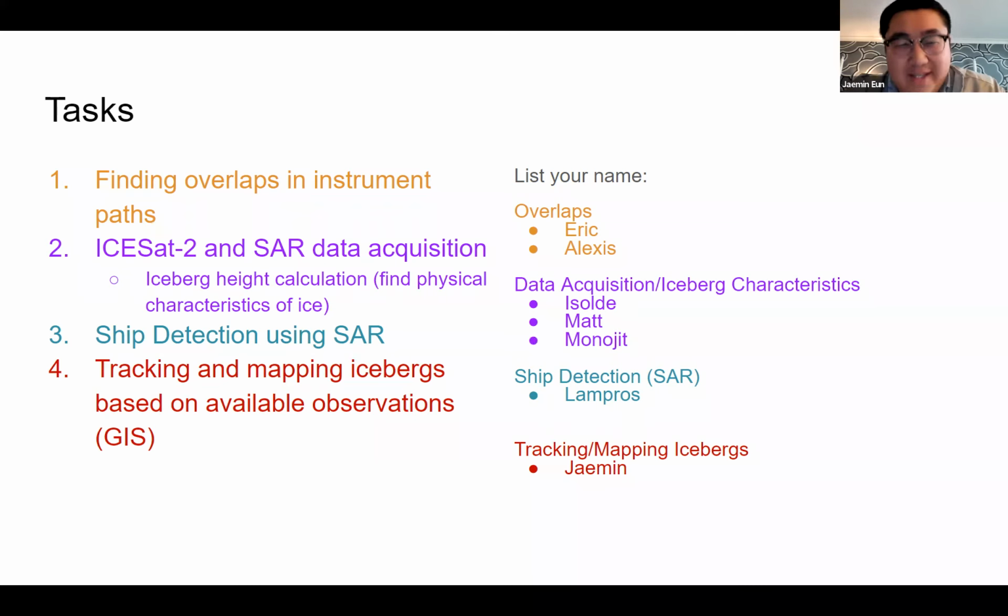The second is obviously we want to combine different sets of data together. So we have the ICESat-2 and SAR data acquisition, right? Mainly so that we can calculate the iceberg height to extract some of that physical understanding. The third, we want to look at ships using SAR. And the fourth is combining all this together and giving some context to the other tasks, tracking and mapping icebergs based on the available observations. So this is mainly using GIS.